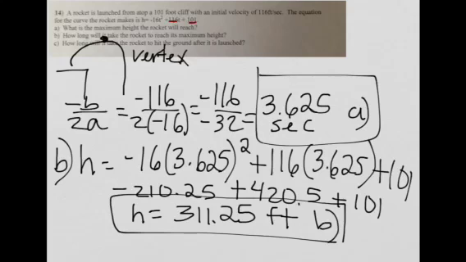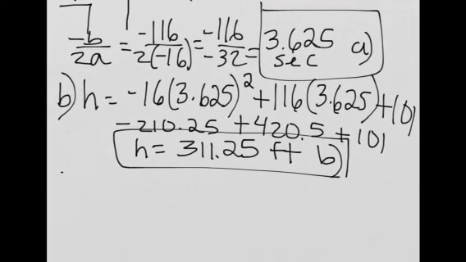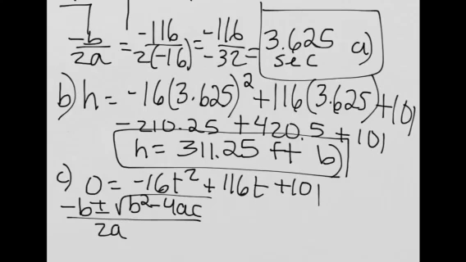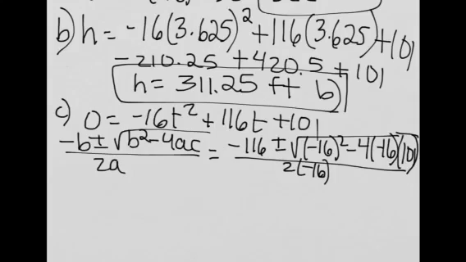Now part C is asking how long will it take the rocket to hit the ground? Well, the ground is when it's 0 feet. So I'm going to take the equation, make it equal to 0, and then I'm going to go ahead and do the quadratic formula for this. And one more time, I'm rewriting the quadratic formula. And I'm going to plug in my A, my B, and my C. Okay, there are all the numbers plugged in.